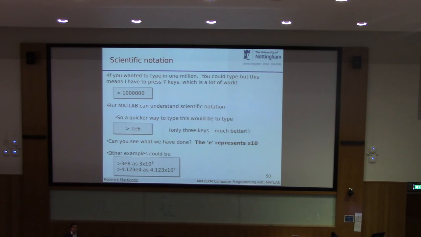If you wanted to type the number a million, 1000000, you could type 1000000. That takes a long time. It takes like 7 key presses. A much quicker way to write this is 1e6. And e means times 10 to the. Now, do not confuse this e with exponent in maths. It's totally different. E on a computer, like that, means times 10 to the. Okay? So, for example, 3e8 means 3 times 10 to the 8. Or 4123e4 means 4123 times 10 to the 4.